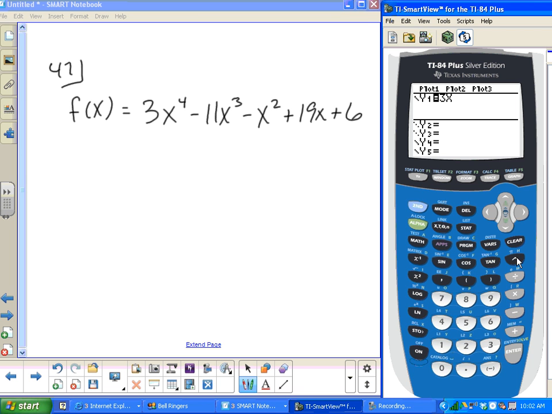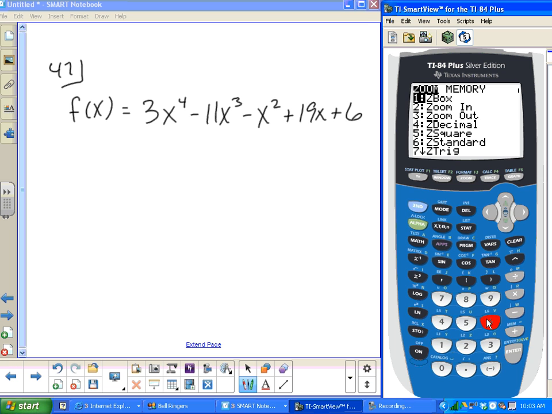3x to the fourth minus 11x cubed minus x squared plus 19x plus 6. Gosh, it took forever to punch in. Okay. And now I'm going to do a zoom 6 on it, and we're going to look at the graph.